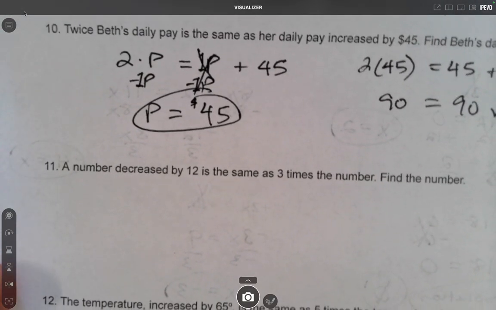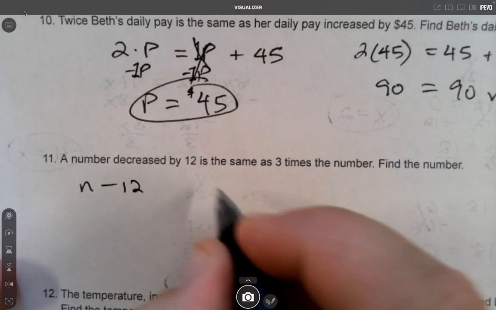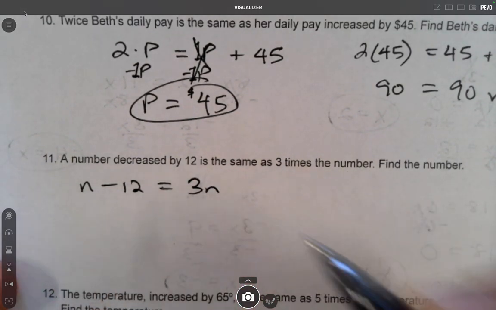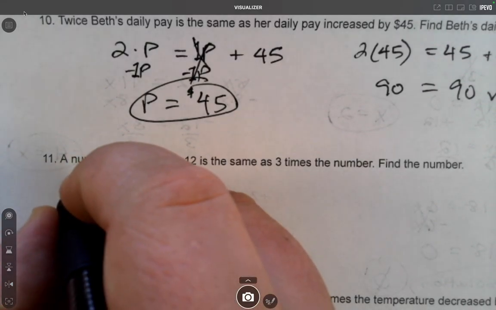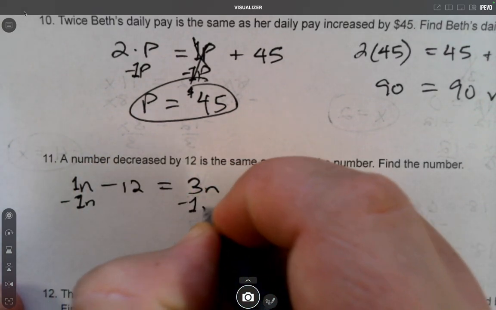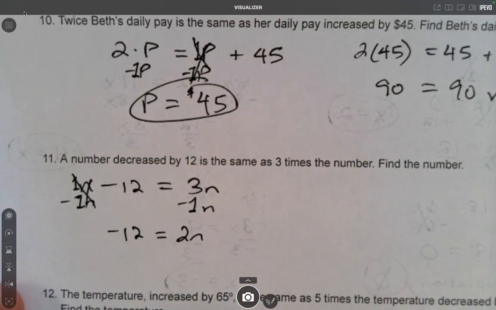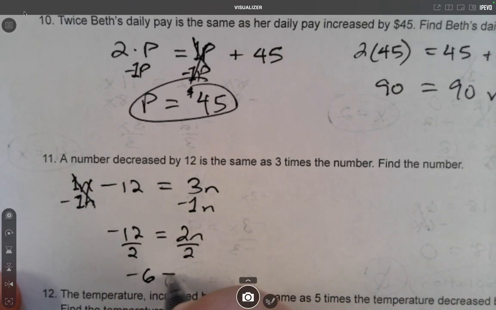Number 11, a number, I'll just call it n, decreased by 12, minus 12, is the same as equals 3 times the number. If you want to write 3 dot n for 3 times n, you can, but don't have to. So to find the number, we want to start by combining the variables. So I would subtract 1n from both sides. That gives us negative 12 equals 2n. Then we divide both sides by 2. Get negative 6 equals n.